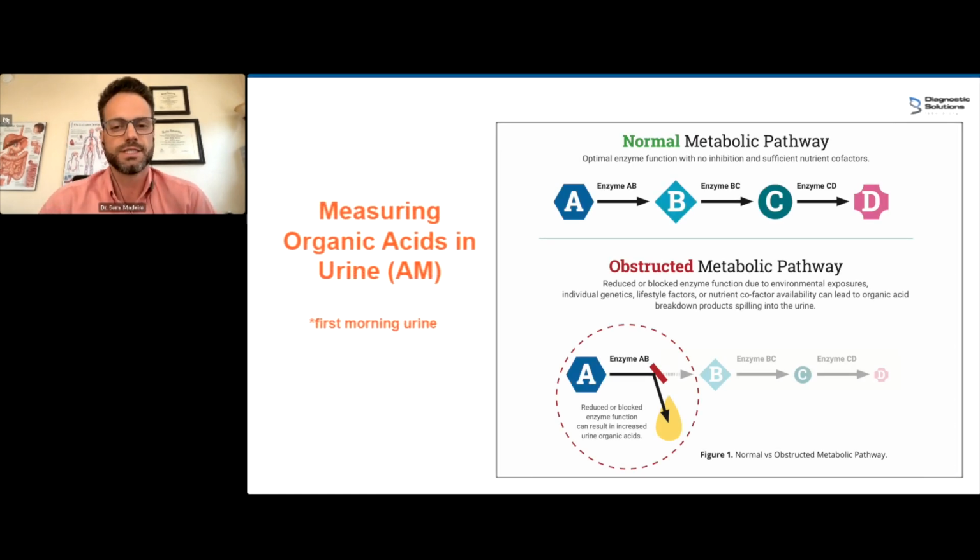Essentially we want this to always be a first morning urine. We need at least 6 hours without any voiding of the bladder. First morning urine especially, because you measure some of those first morning neurotransmitters as well as cortisol and cortisone. So the normal metabolic pathway is A, B, C, D. Here there can be a disruption to the enzyme. This could be gut dysbiosis, toxins. There could be micronutrient deficiencies.